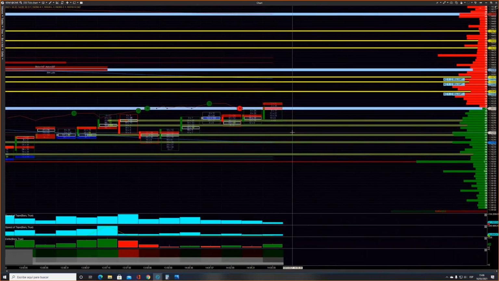Once my entry is taken, it will automatically set my take profits and stop losses based on the strategy I have. It's automatically set up in my software. So if you want, I can send you those settings as well. Just send me an email.